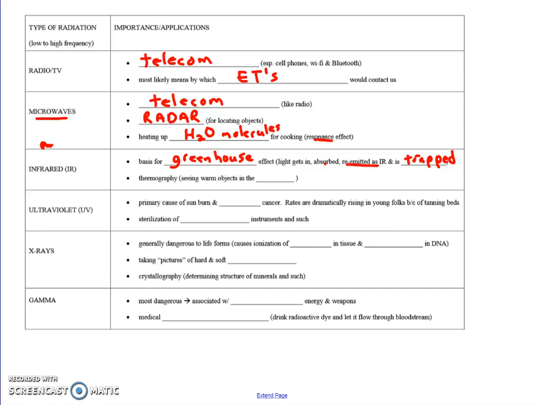Another thing we can look at is the thermography we saw, the ability to see warm objects in the dark, because we're all glowing in infrared. In fact, infrared is what you feel as heat very often from a source.